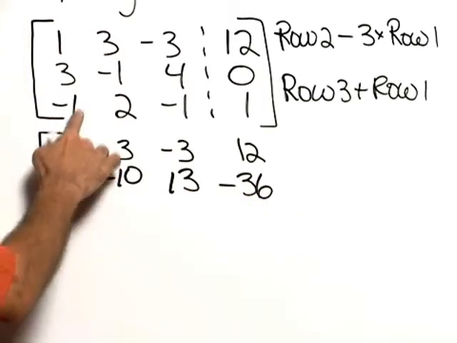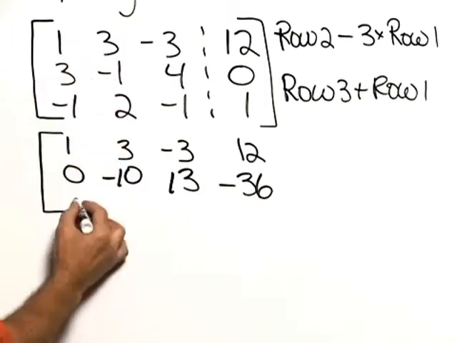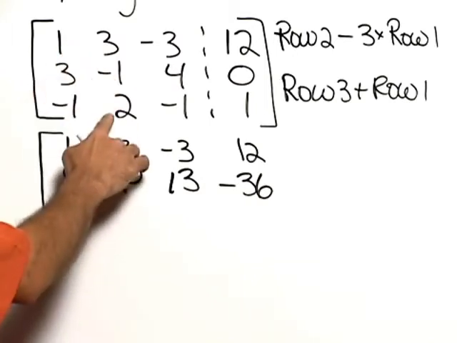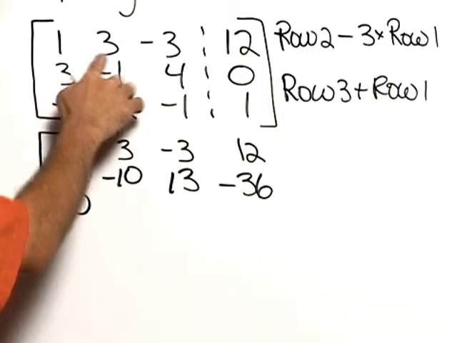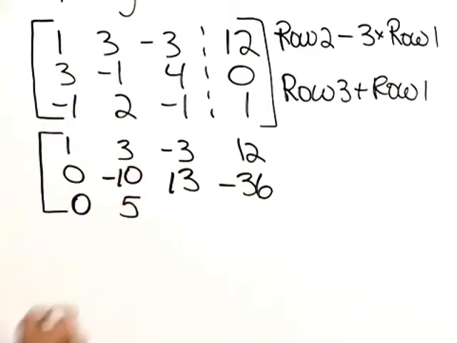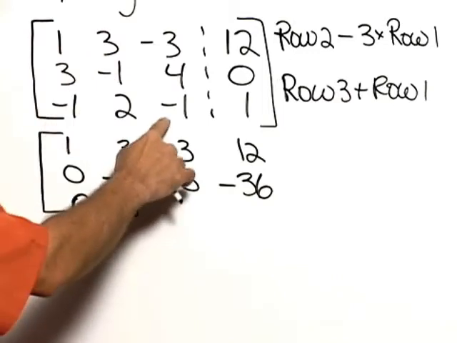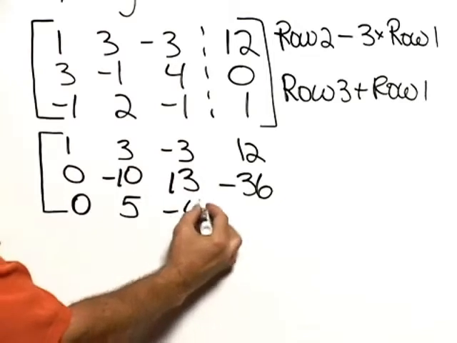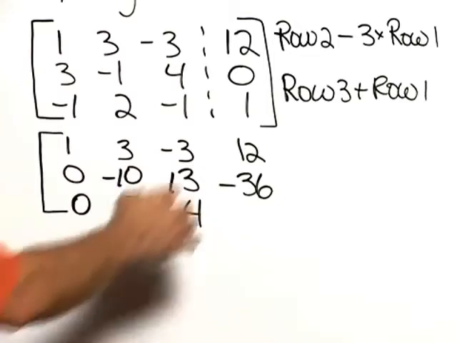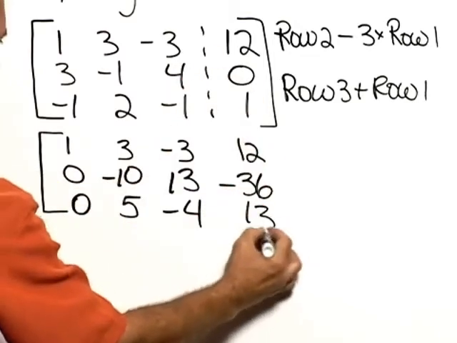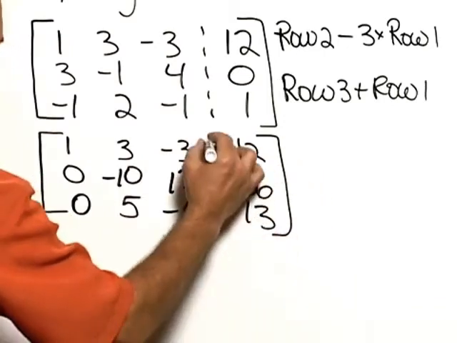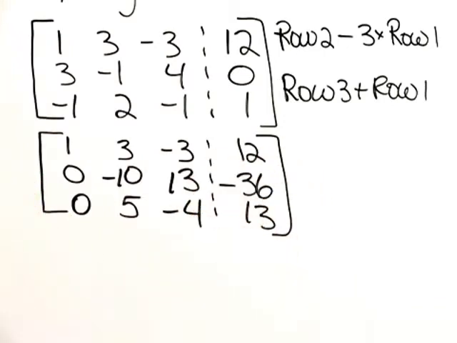Row 3 plus row 1 gives us 0. 2 plus 3 gives us 5. -1 plus -3 is -4. And 1 plus 12 is 13. And put our dividing line.